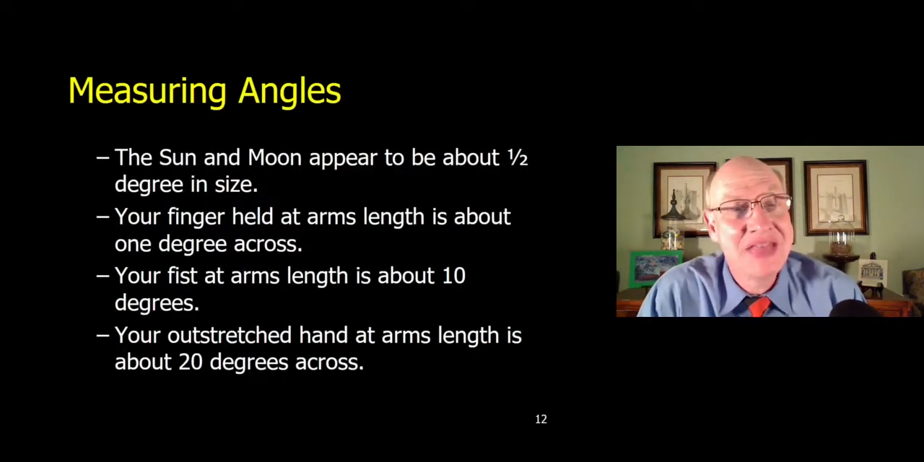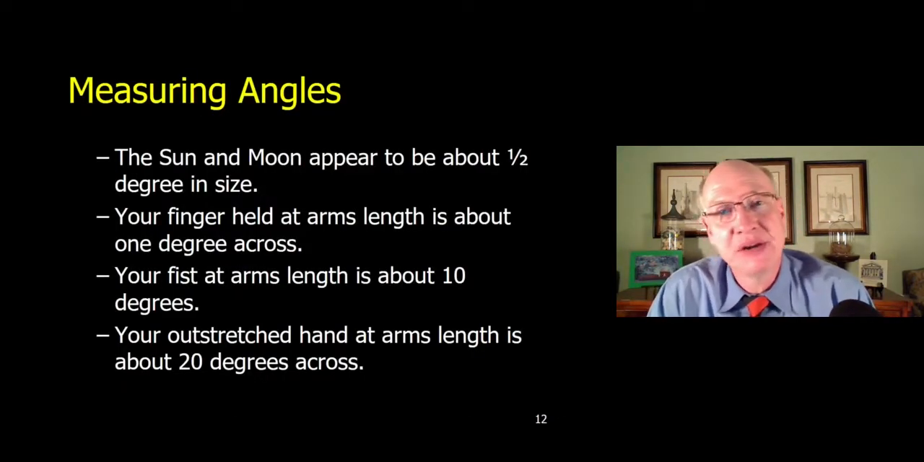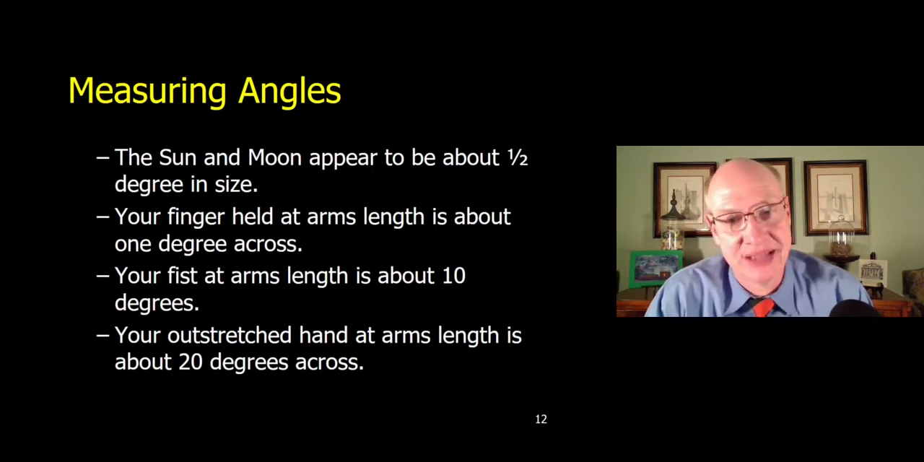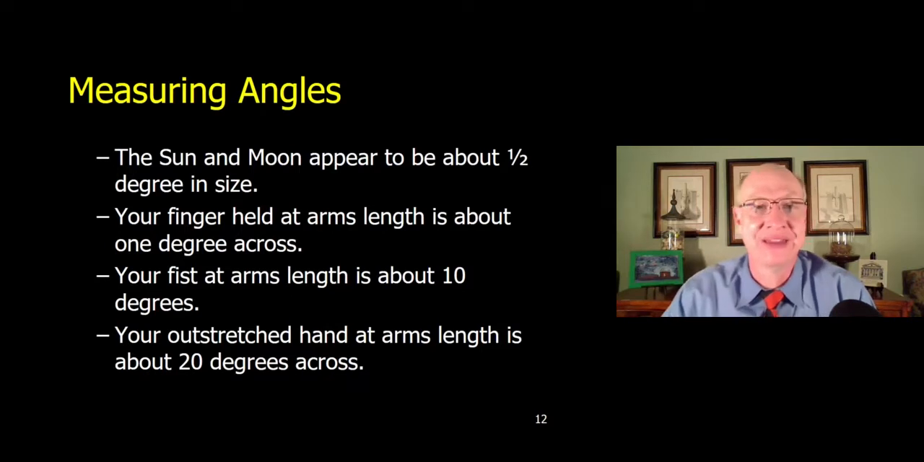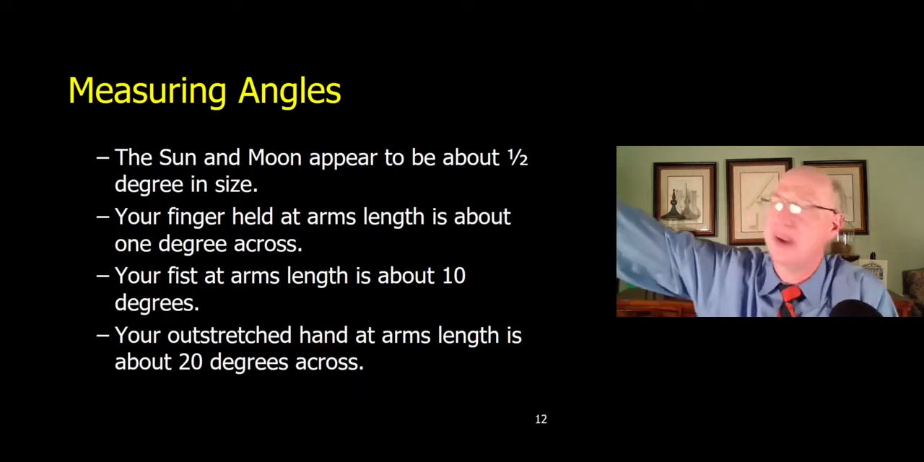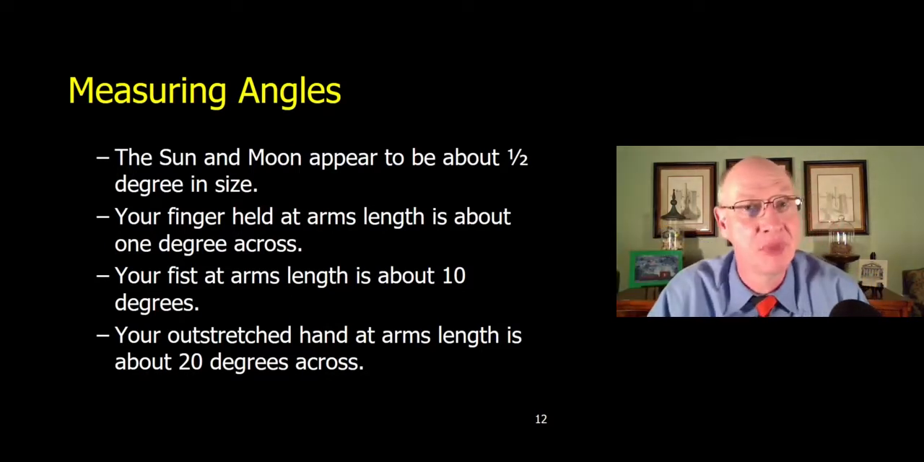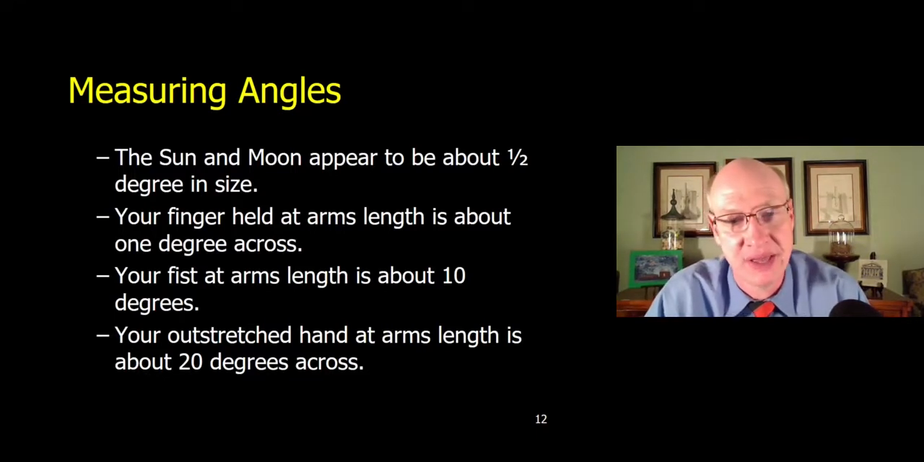In the sky, the sun and our moon each appear to be about half a degree in size. And so that's how big they are. They're about half the width of your finger held out at arm's length. So if you hold up your finger at arm's length, it will easily cover up the moon. It will easily cover up the sun.